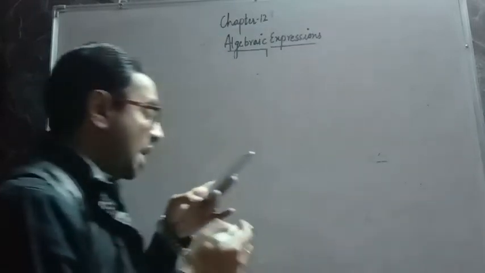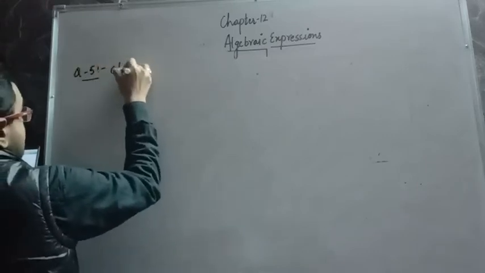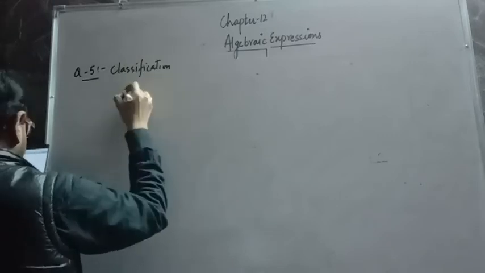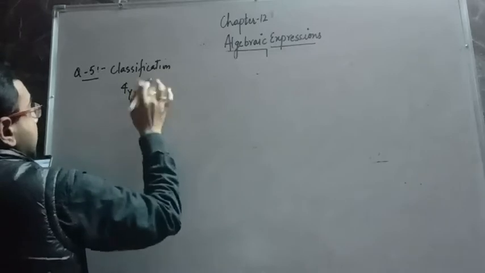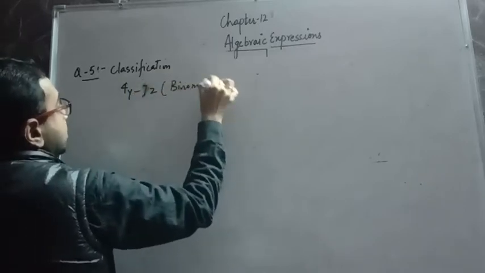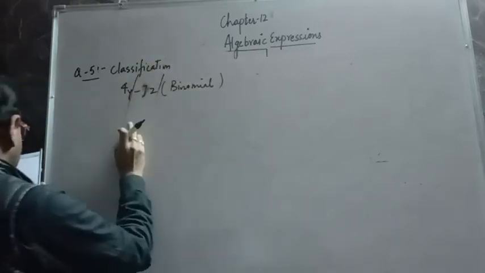First one, it's binomial. Second, question number 5 I am doing. Question number 5, classification. Let's observe. 4y minus 7z. It is binomial. Why? Because 2 terms are there. Because one sign is there, 2 terms are there.